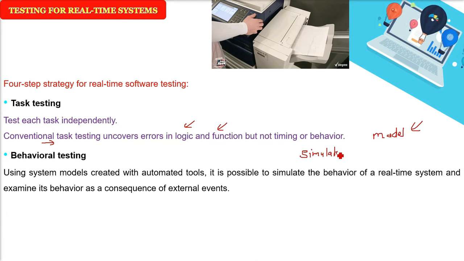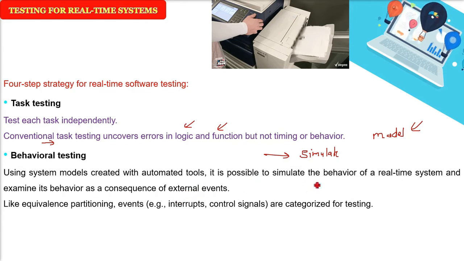And then you can determine or examine its behavior as a consequence of some stimulus or external events. First thing in behavioral testing is you can use these state diagrams, or automated tools are there, you can create your own model. So like the equivalence partitioning, these events, which can be interrupts or some control signals, you can also categorize them for testing into equivalence classes. And then you can use one of them and test it. So how to do this in behavioral testing?